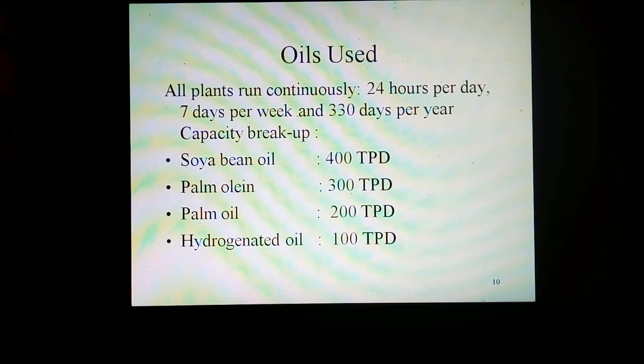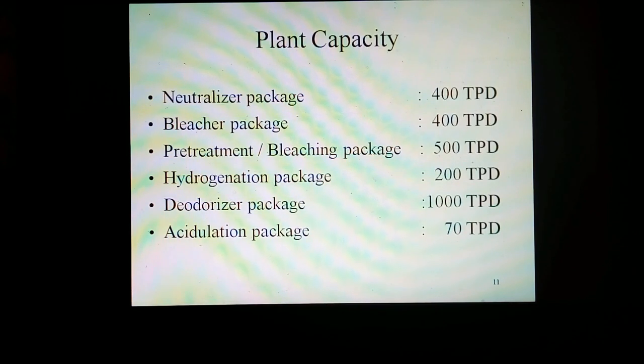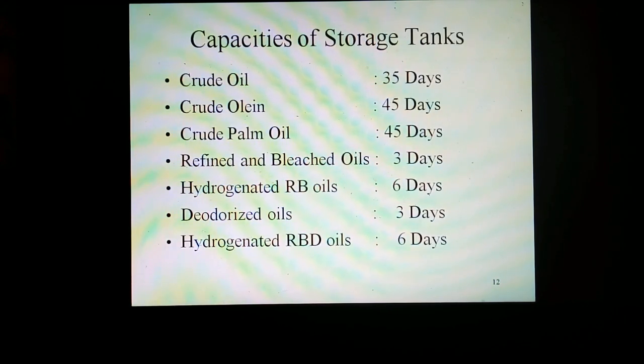Deodorizer is common for all oils and is sized to treat 1,000 tons per day. Pre-treatment and blending equipment are common for propylene and palm oil and are sized for 500 tons per day. Neutralization, bleaching, hydrogenation, deodorization are proprietary oil treatment processes. These will be bought as packaged on turnkey basis. Capacities of various storage tank spaces for oil storage at various stages is as follows.